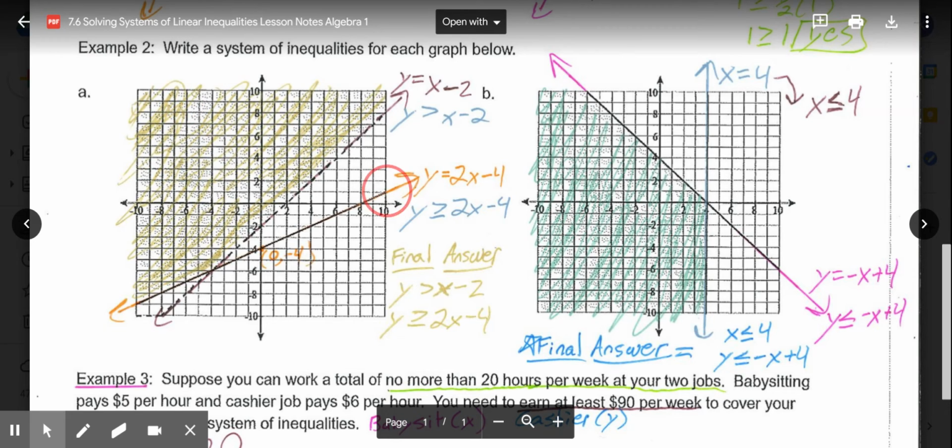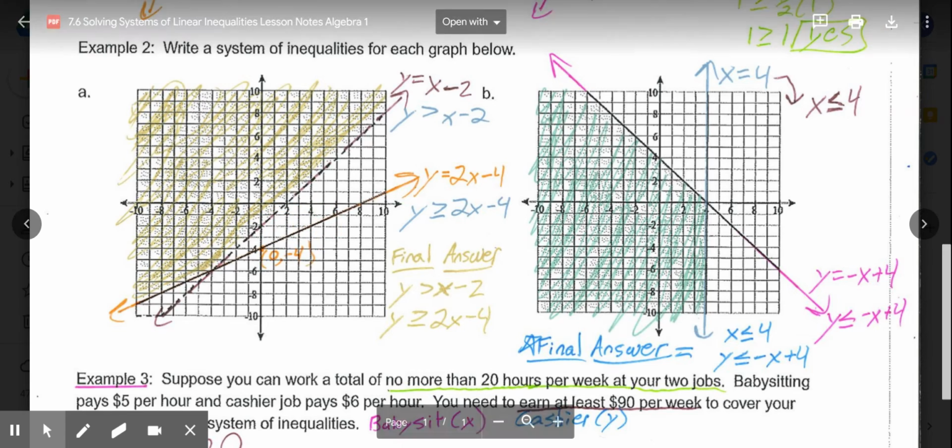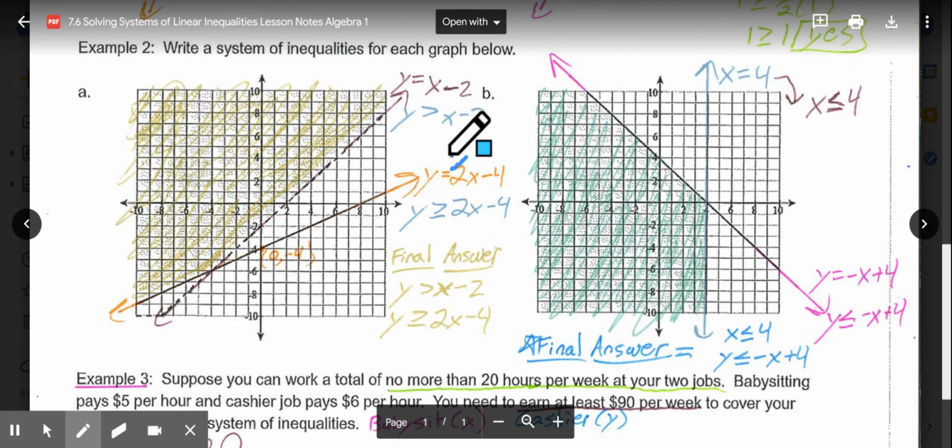With the bottom one, again, I'm taking the info from the graph. It crosses our y-intercept at 0, -4, and my slope would be up 1, right 2. So actually my slope here is not 2x, it's 1/2 x minus 4. Up 1, right 2 would be a slope of 1/2.